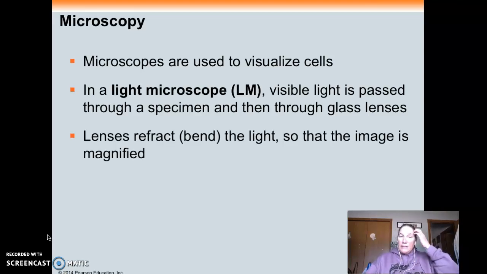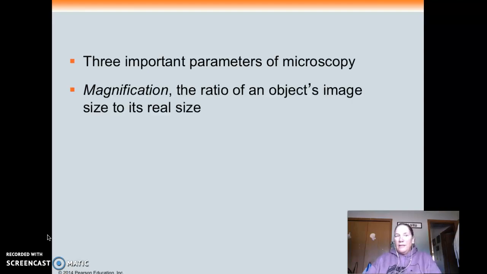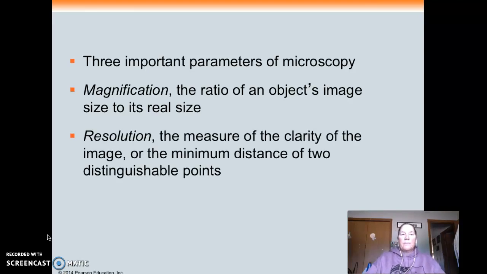The microscope has a series of lenses. They bend the light so that the image is magnified, so you can see things that you normally couldn't see. There are three important parameters of microscopy, things that we use microscopes for. Obviously, one is to magnify, to make the image look much larger than it actually is. And you can calculate it. The way you figure that out is you multiply the number on your objective and the number on your eyepiece.